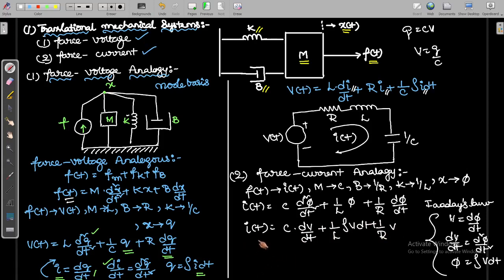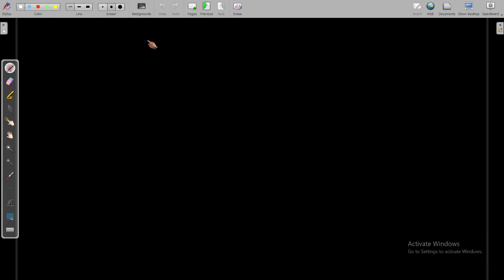If you observe all the elements, voltage will be the same. So voltage will be the same in all the elements. So you have to draw all the elements in parallel for the force current analogy. So now we are drawing the force current analogy diagram.